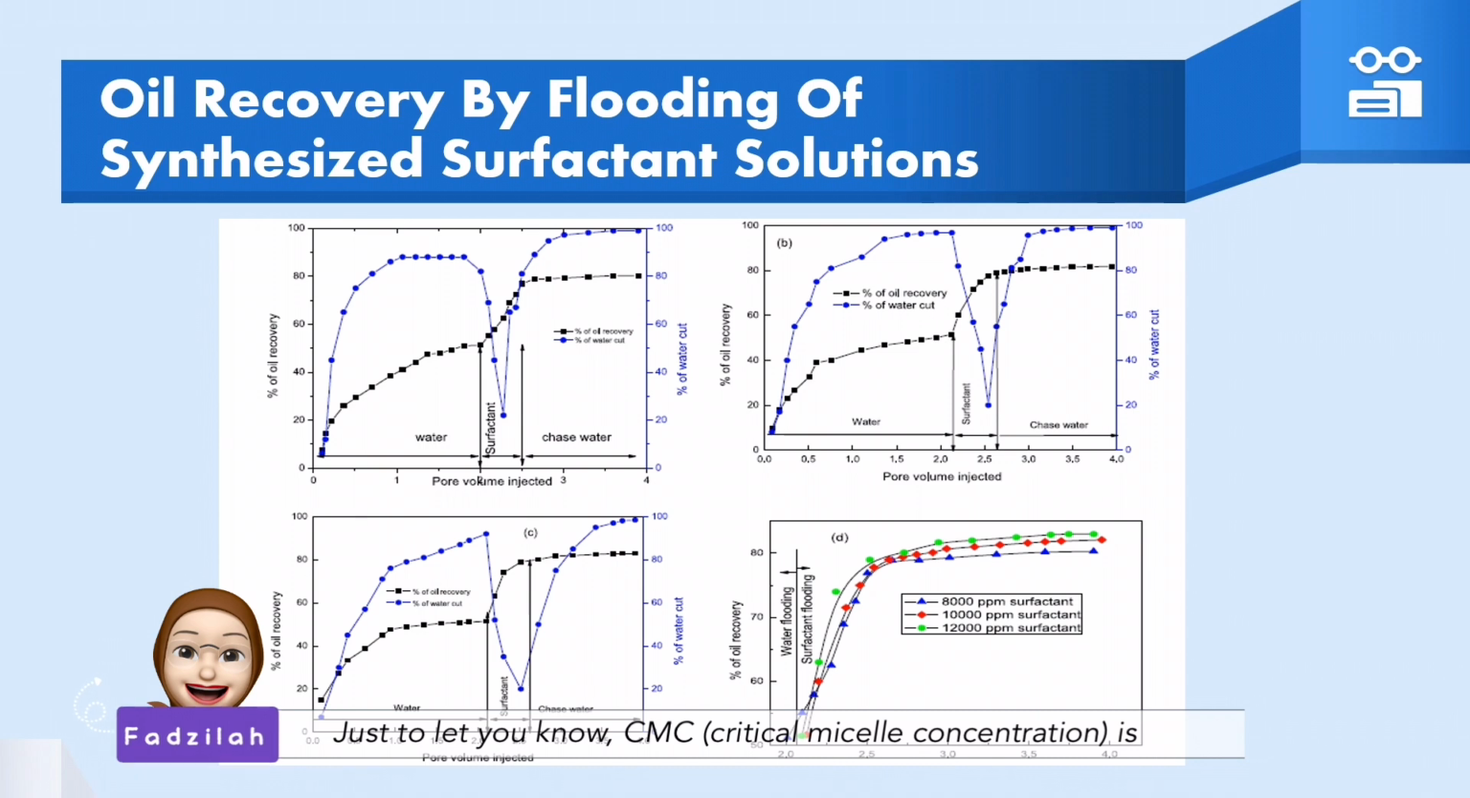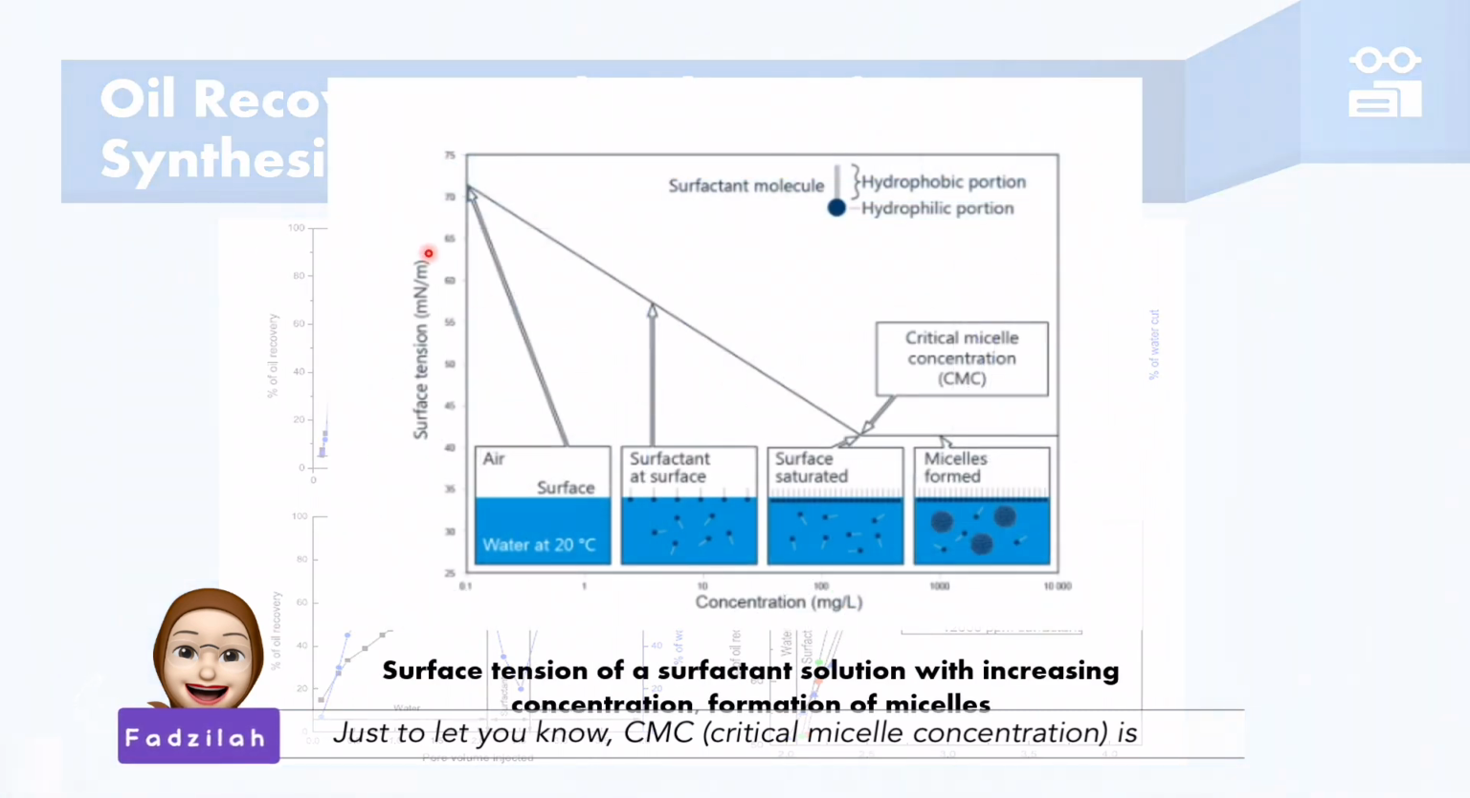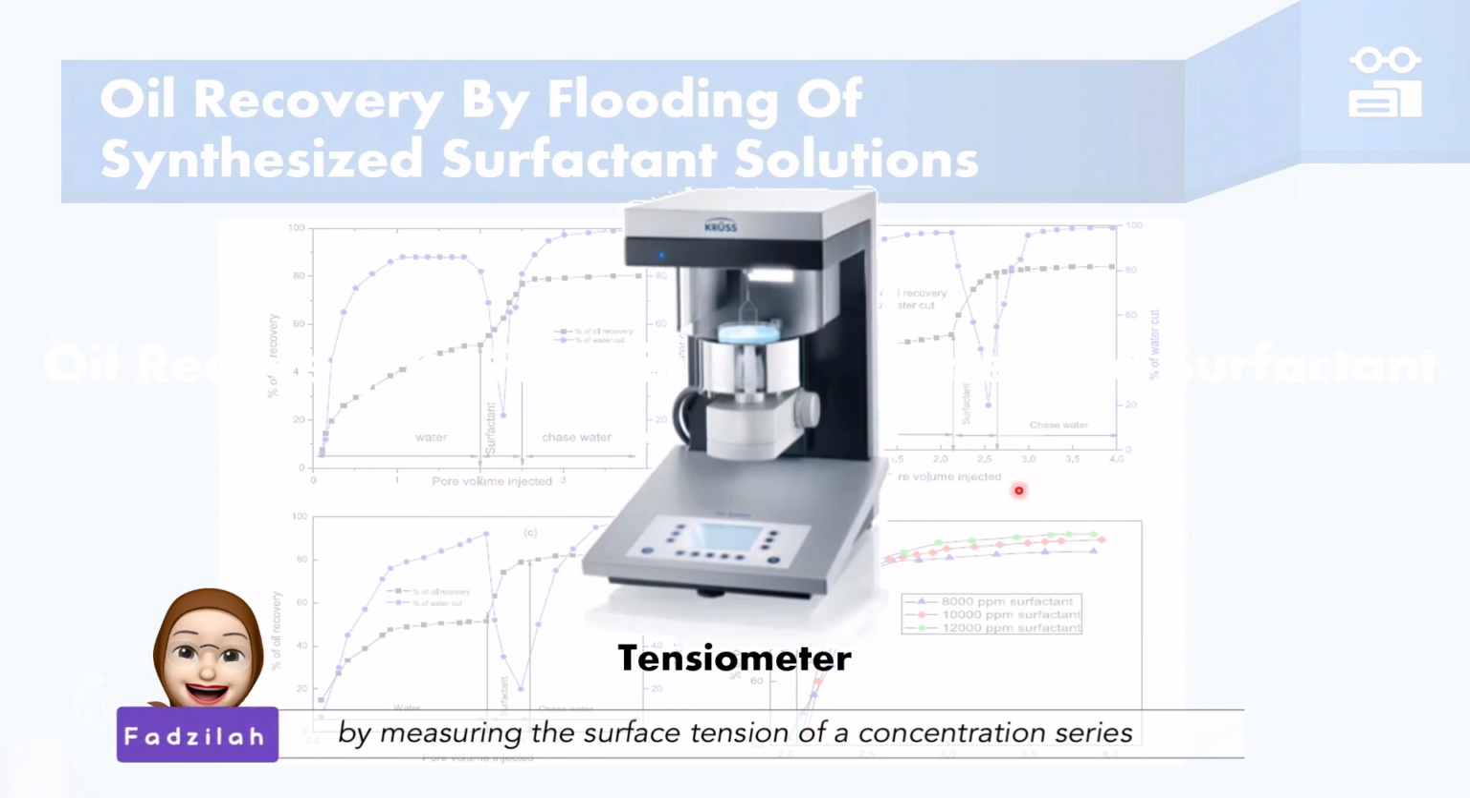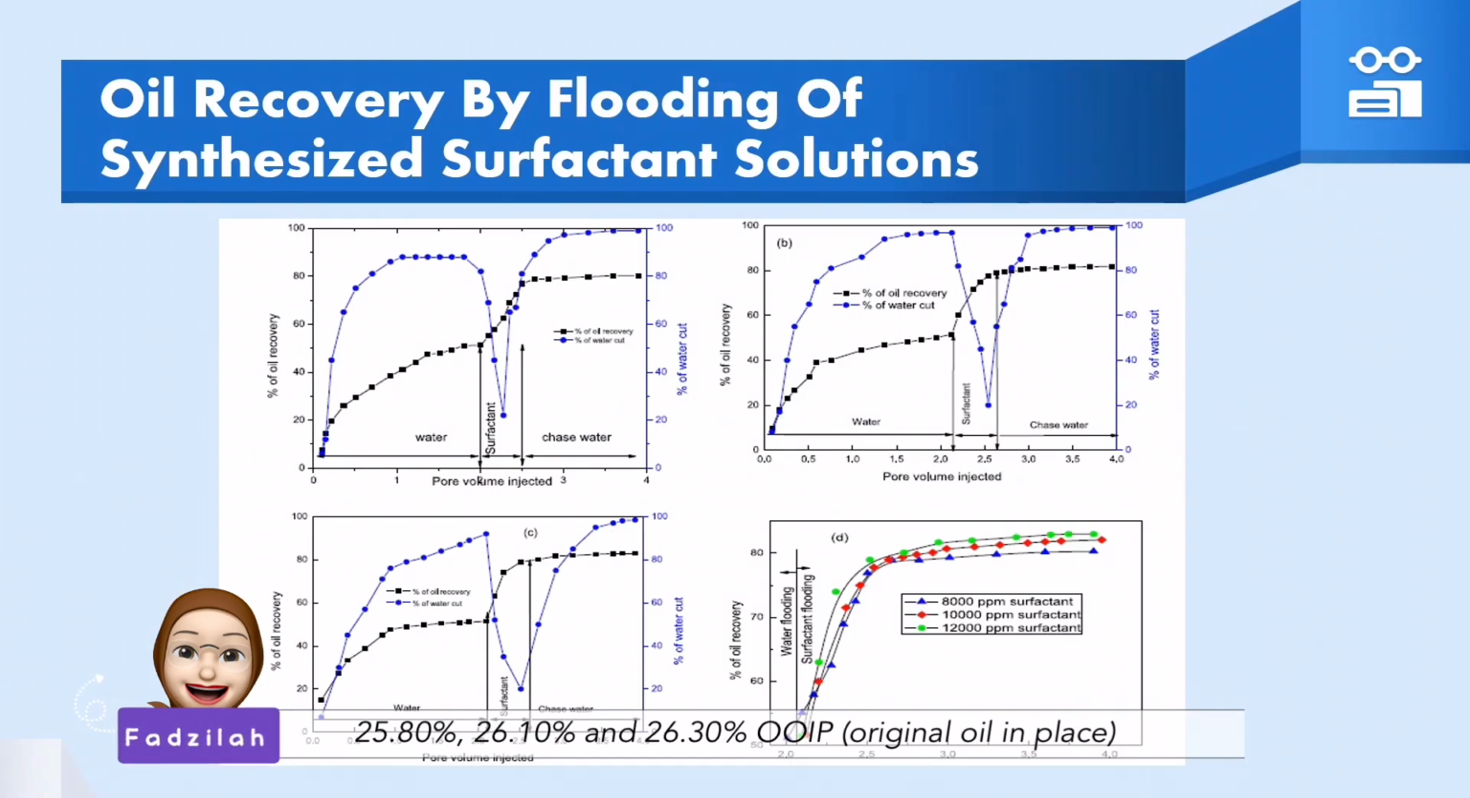Just to let you know, CMC, critical micelle concentration, is a surfactant concentration in the bulk phase above which aggregates of surfactant molecules called micelles start to form. The CMC is determined with a tensiometer by measuring the surface tension of a concentration series. Flooding tests indicate additional recoveries of 25.8, 26.1, and 26.3% OOIP, original oil in place, by injecting surfactant slugs with concentrations of 8,000, 10,000, and 12,000 parts per million respectively, after traditional water flooding for the 2% brine salinity sandpack system.